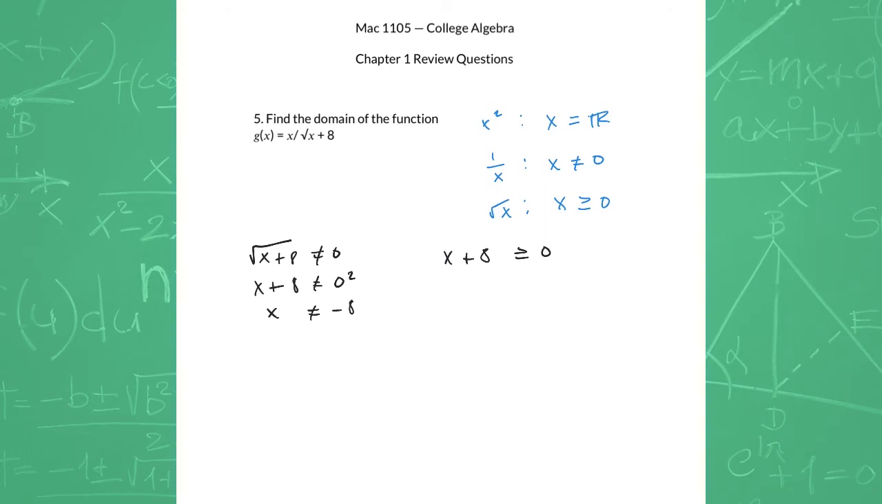Now for the other one, this is a linear expression. So we know that x plus 8 is greater than or equal to 0 whenever x is greater than or equal to negative 8.